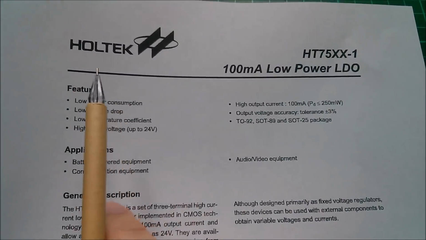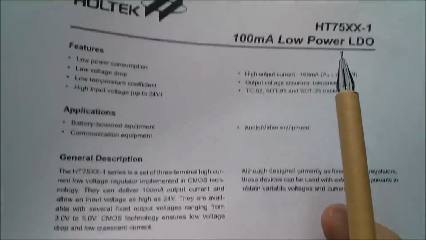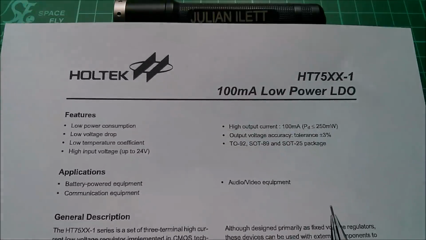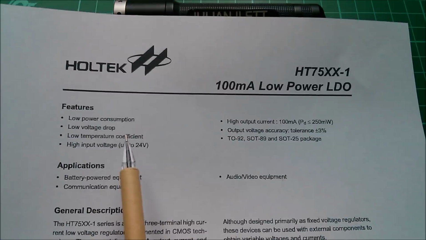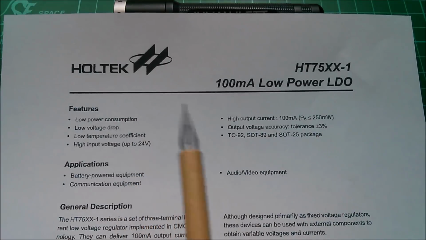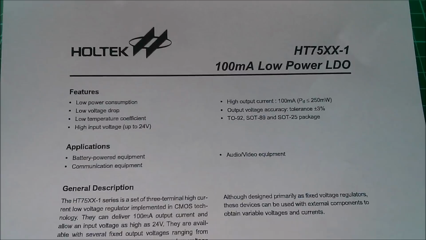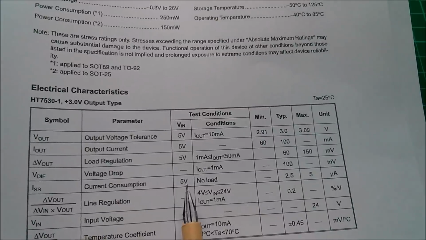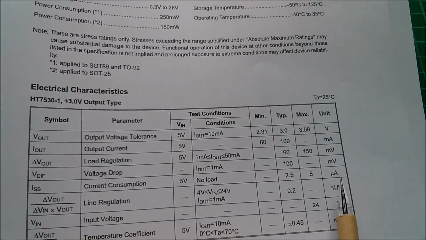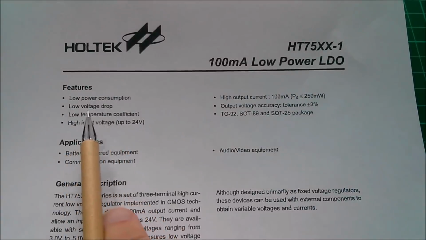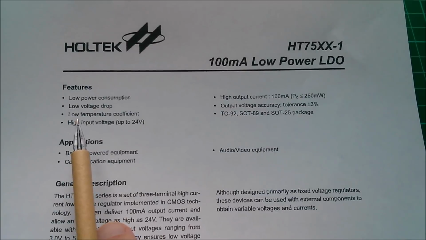This is the regulator I'm using, the Holtek HT75XX. Well, I'm using the 7550, 5 volts, in a SOT-89. Low power consumption, that's really good. The regulator I was using before was the LP2950. It itself consumed 75 microamps. This one seems to imply that the current consumption on no load is 2.5 microamps. That's really good. Low voltage drop, so it's an LDO, low dropout.